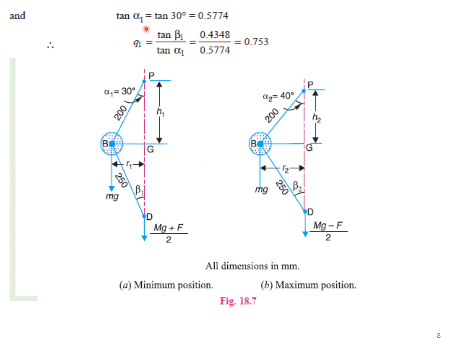So tan alpha 1, here alpha 1 is given directly. So tan alpha 1 is equal to tan 30 degrees. It is 0.57. So Q1 is what? Tan beta 1 by tan alpha 1. That is 0.753. So this is your figure.